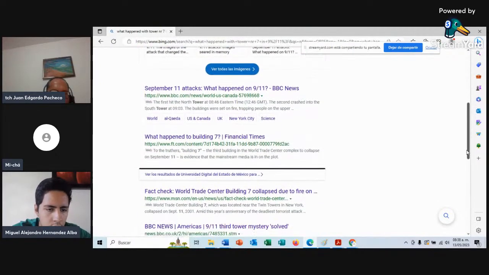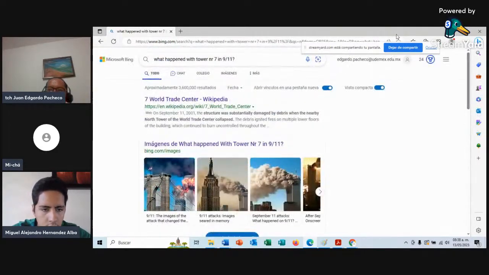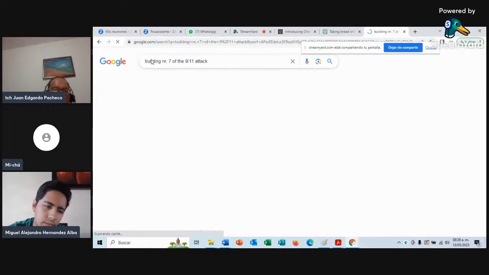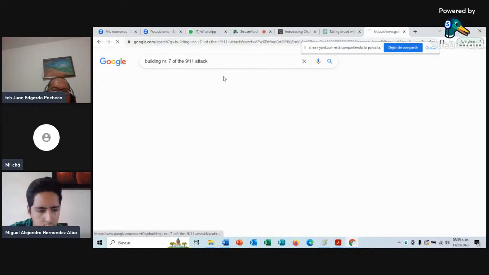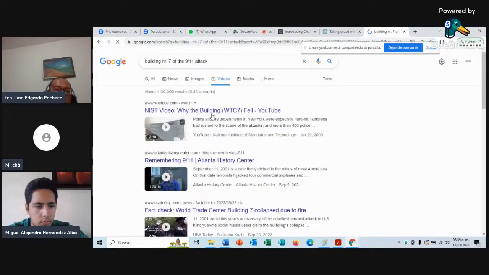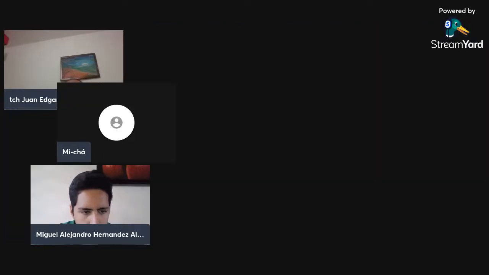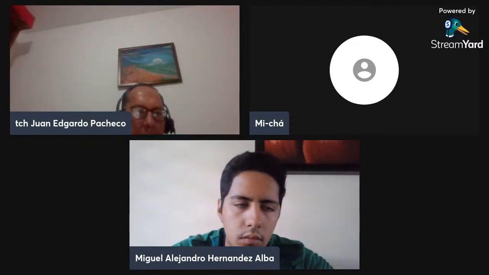Building seven. Okay, so let's put building seven. Now that's how you look it up. Okay, it endures fires for almost 7 hours and collapses on itself. There must be a video about that. Why the building number seven fell. Okay, I'm going to send you the link. It's 3 minutes only, but it was not hit by any aircraft. Let me send it to you, and we can ask that question too.